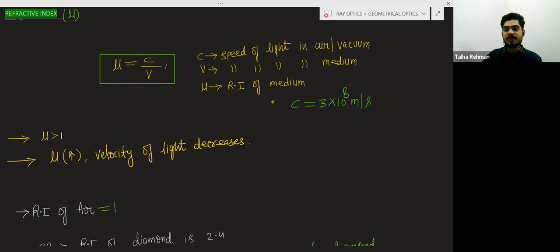Refraction means when light travels from one medium to another, bending of light takes place. If you have any doubt, then you can ask me.